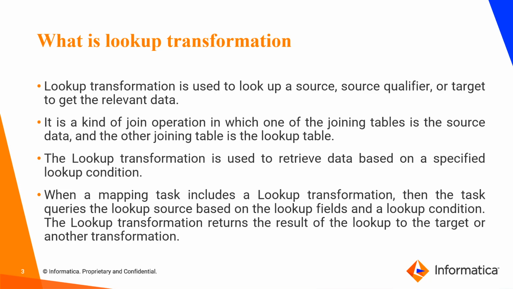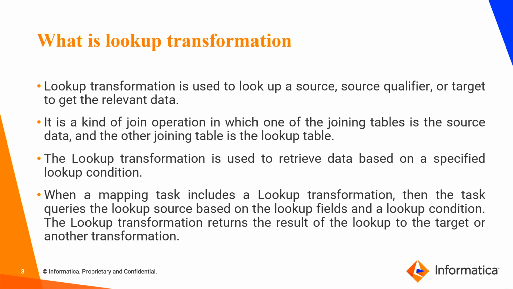When a mapping task includes a lookup transformation, the task queries the lookup source based on the lookup fields and a lookup condition which we have specified in our condition column. The lookup transformation returns the results of the lookup to the target or another transformation. Suppose you have created a lookup and it is connected straightforwardly to the target. Where will your lookup result go? In the target, correct? And suppose that lookup is connected to some other transformation. Where will the result of the lookup go? To the other transformation, correct?